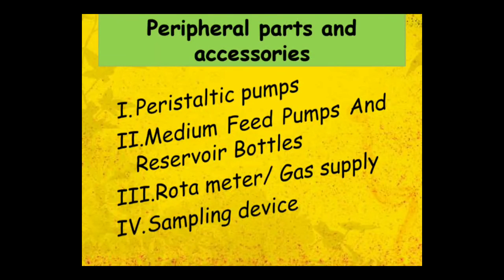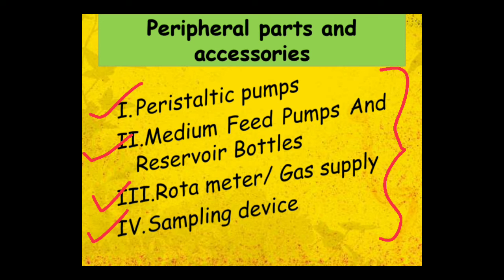What are the different peripheral parts and the accessories? Peristaltic pumps, medium feed pumps and reservoir bottles, the rotameter for gas supply and the sampling device. So, these four are the peripheral parts and accessories that are attached along with the fermenters for their proper functioning.